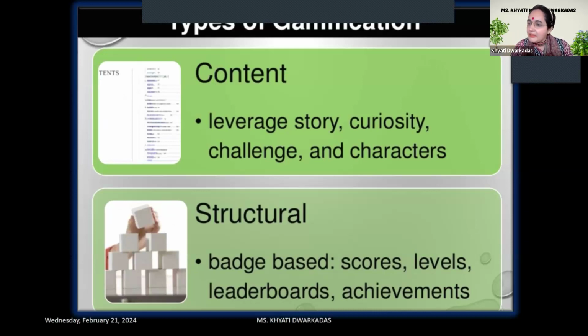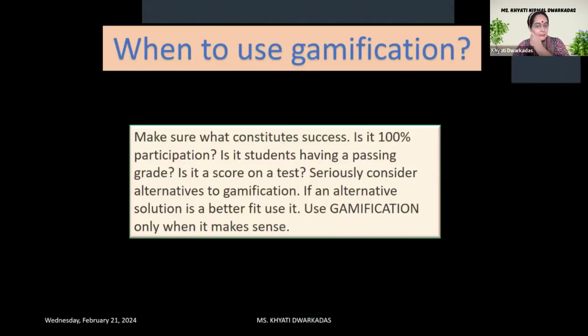Then there are two particular types of gamification. One is content-based, one is structural. Content-based typically leverages story, curiosity, challenge, and character, which is more on the game-based learning. But the structural type is the gamification model in particular, which is badge-based, score and level-based, leaderboard, and achievement-based.